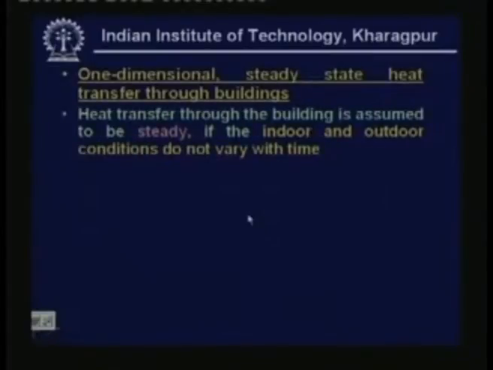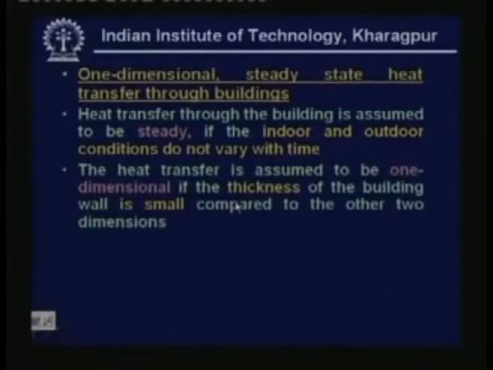First, let us look at one-dimensional steady state heat transfer through buildings. Heat transfer through the building is assumed to be steady if the indoor and outdoor conditions do not vary with time. So, these are the assumptions under which you can apply one-dimensional steady state heat transfer through the buildings. First requirement is that the outdoor and indoor conditions should not vary with time. And the heat transfer is assumed to be one-dimensional if the thickness of the building wall is small compared to the other two dimensions. That means the wall thickness is small compared to its width and height. Then you can treat it as a one-dimensional steady state heat conduction problem.